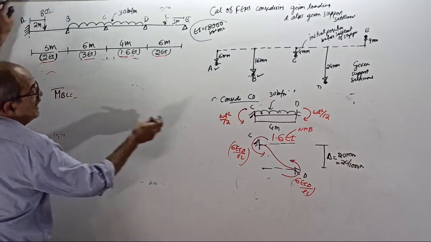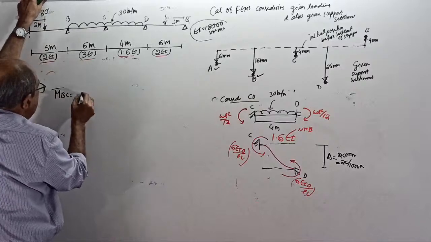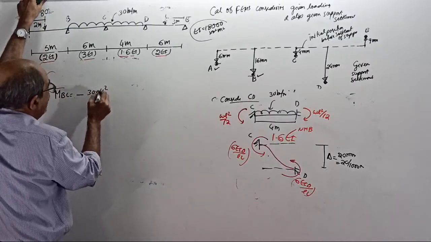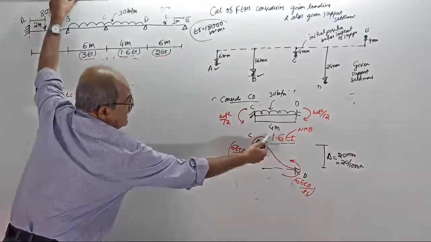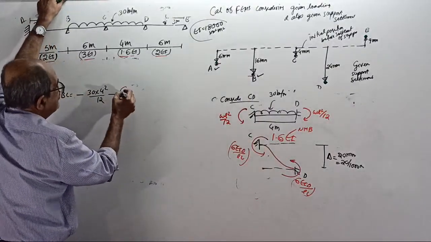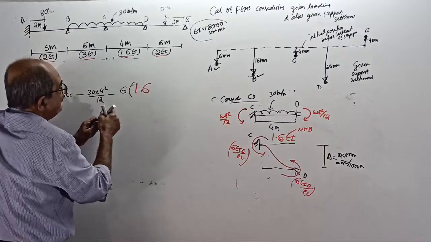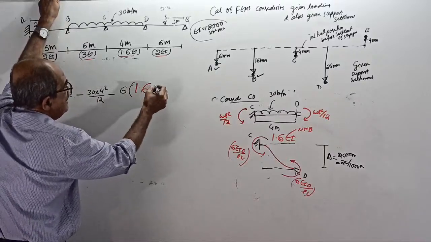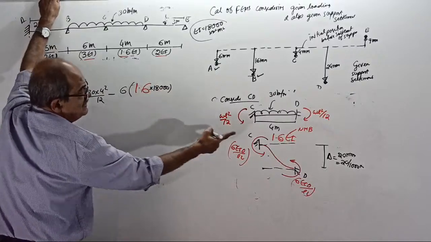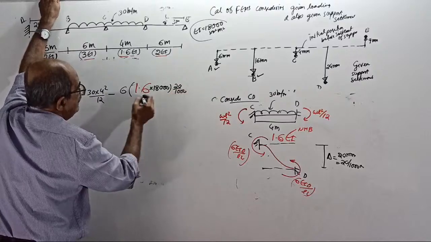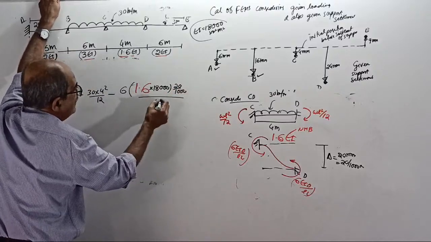M bar BC. See here. Anti-clockwise minus W 30 into 4 square by 12. Once again anti-clockwise minus 6 into, don't forget, 1.6 times 18,000. Delta is 20 by 1000 divided by 4 square.